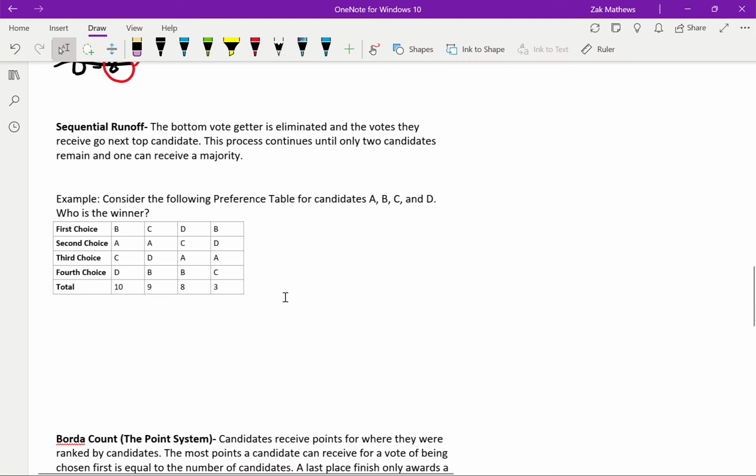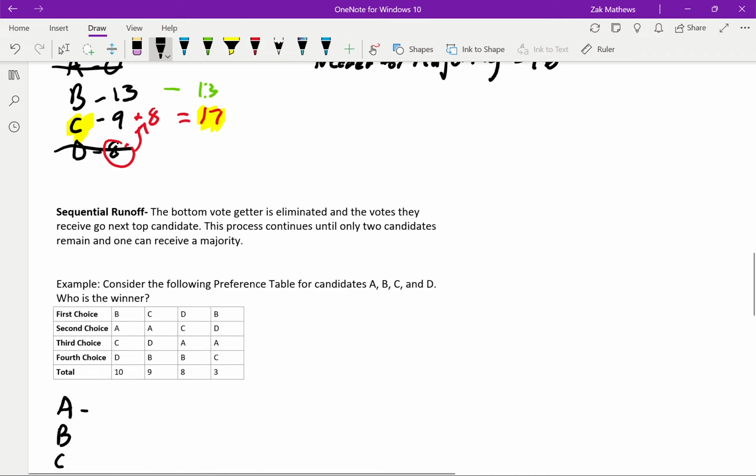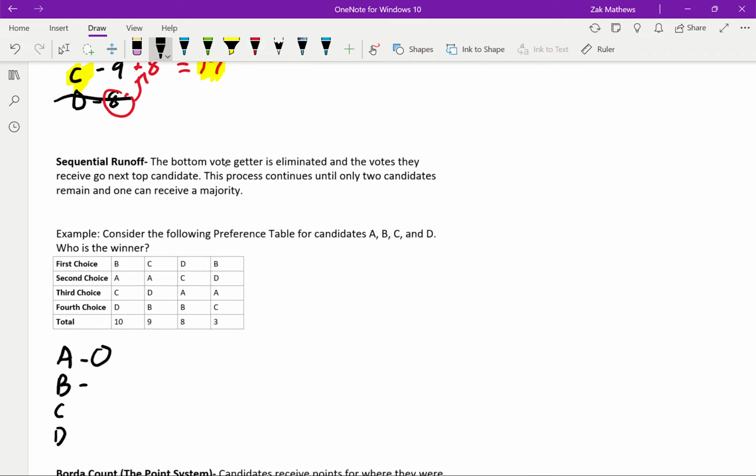Next, we're going to look at a sequential runoff. In a sequential runoff, the bottom vote getter is eliminated and the votes go to the next top candidates. This process will continue until only one candidate is left. Now, for this example, it's going to feel very similar to the last because A never had a winning column. Let me write out what we have. So A, just like before, we said had 0, 13 for B, 9 for C, and 8 for D.